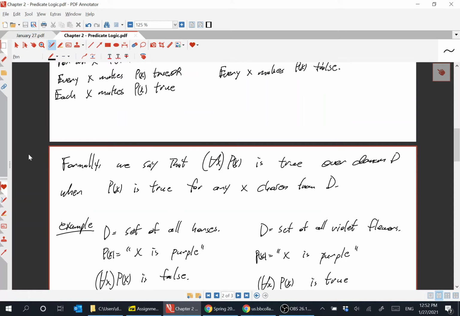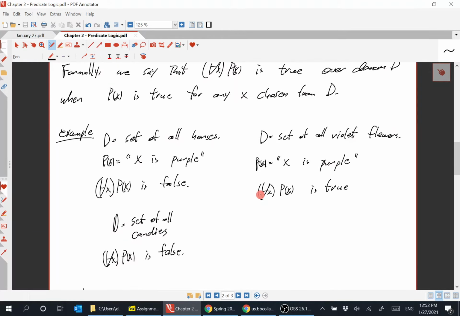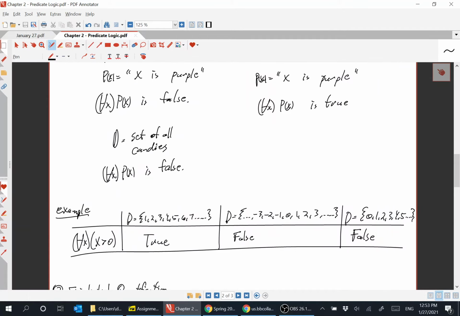So formally, you say that for all x, P of x is true over domain D when P of x is true for any x chosen from the domain. So if D is the set of all horses and P of x is purple, then for all x, P of x is false. If D is the set of all candies, for all x, P of x is still false, because not all candies are purple. I keep this big purple kick here.